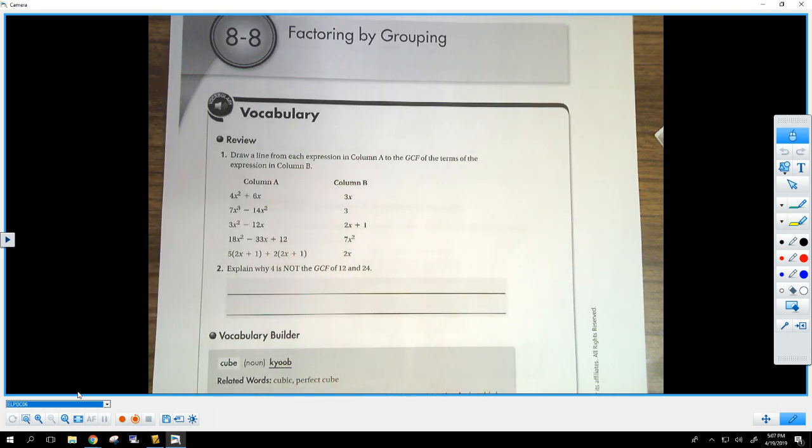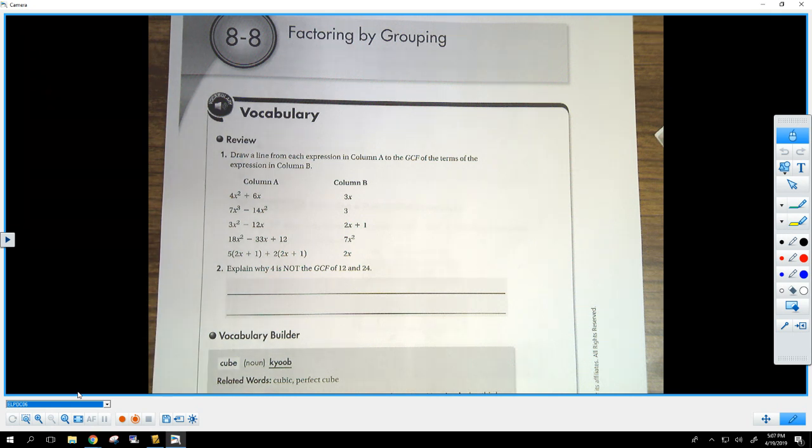So draw a line from each expression in column A to the greatest common factor of terms of the expression in column B. So we're going to look at this first column and determine what our greatest common factor is. We're going to find it in column B and draw a line to it. It's simply, in plain language, what's going to happen here.